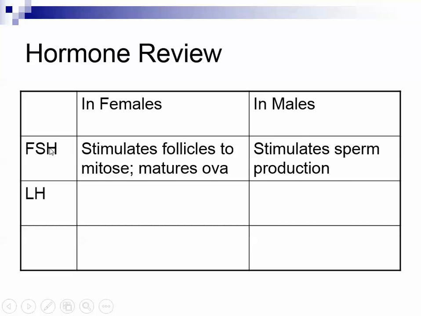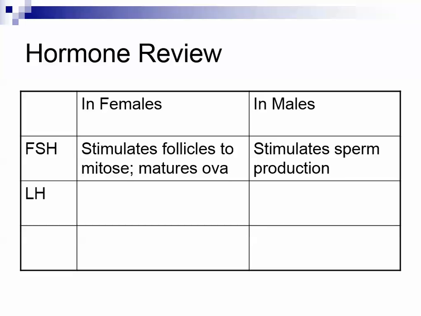In females, follicle stimulating hormone does two things. It stimulates the follicle cells to undergo mitosis, and it also stimulates the follicle cells to produce estrogen, which helps mature the ovum. So here you go, a comparison in males and females. FSH stimulates gamete production in both. You know what I meant.